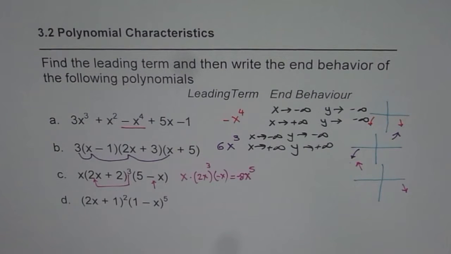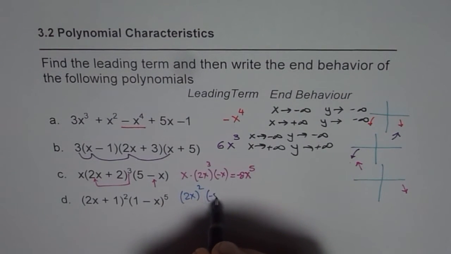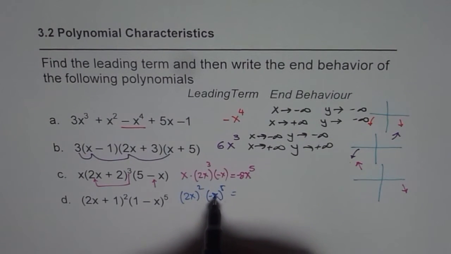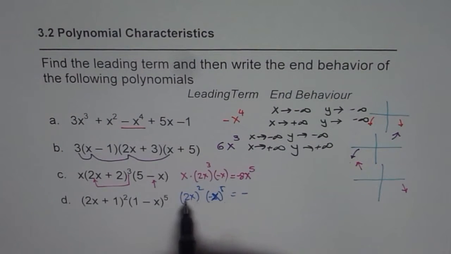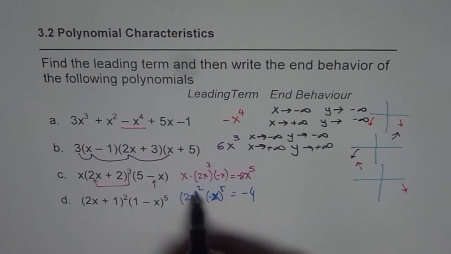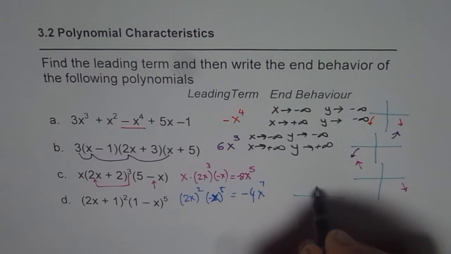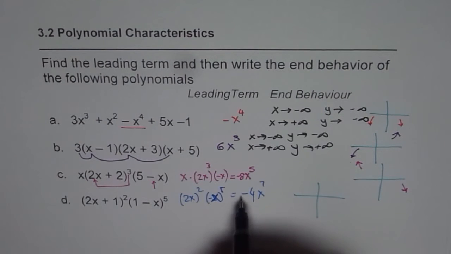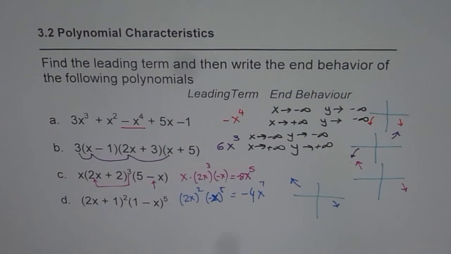In this case, what is the leading term? 2x squared times minus x to the power of 5. Now minus x to the power of 5 will be negative, so we get a negative coefficient. 2 squared is 4, and the degree will be 5 plus 2, which is 7. Correct? So in this case, how should I draw it? Let me draw it here. Negative means right side down. Opposite ends for odd. That is the end behavior. So that is how you should get end behavior from the given polynomial equation.